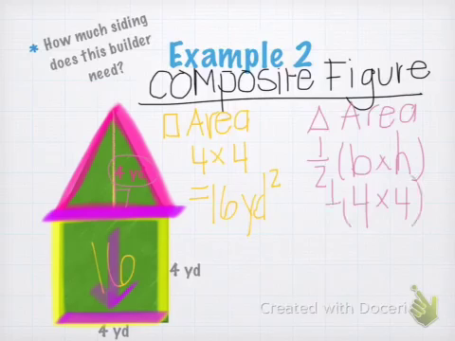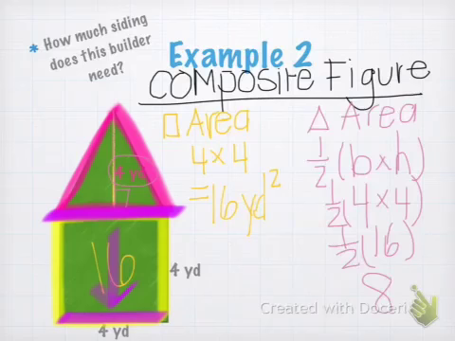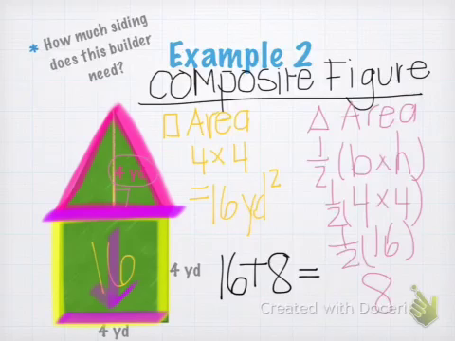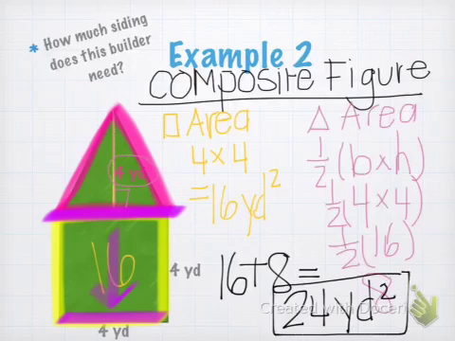So I'm going to do 1/2 of 4 times 4, so 16. Bring down my 1/2. Half of 16 is 8. So up top, I've got 8 yards. So I'm going to combine 16 plus 8 to come up with 24 square yards as my final answer. So the builder is going to need 24 square yards of siding in order to side this building.